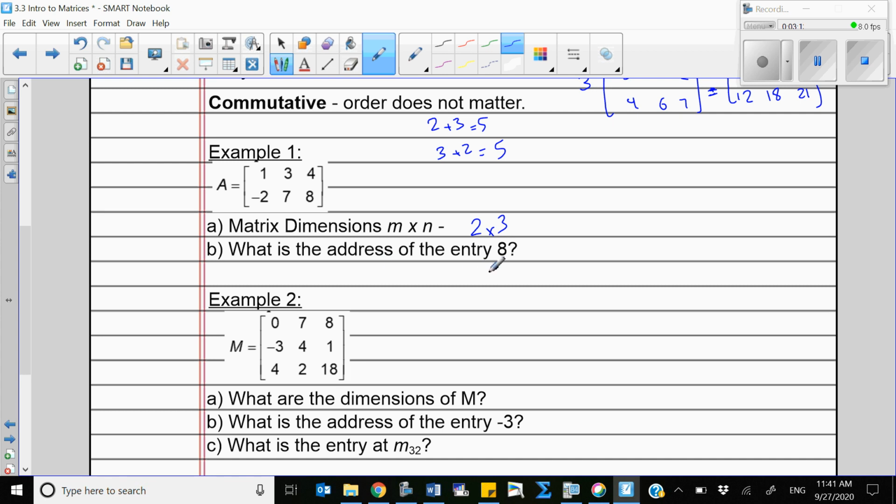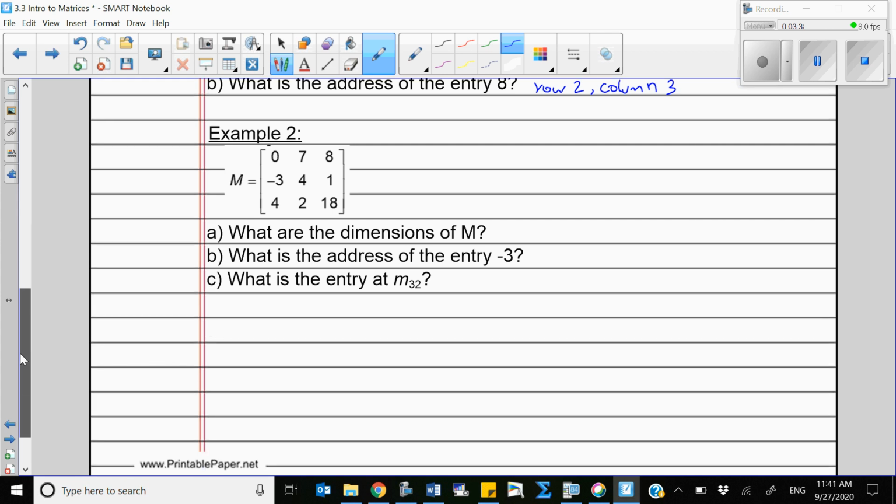What is the address of entry 8? So I want to know the address of this entry. Where is it located? It's located at row 2 and column 3. So that's basically the address of this entry.